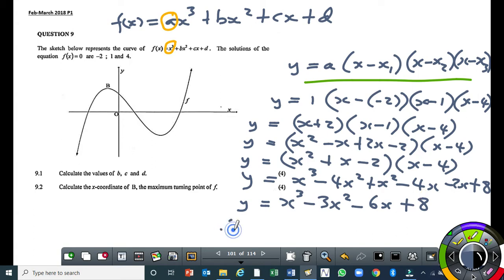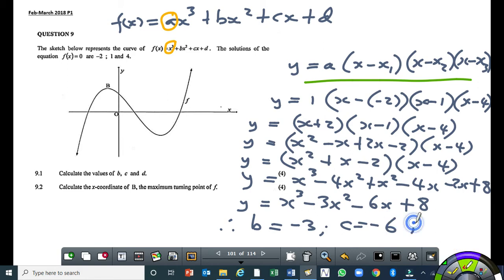Then you say, therefore, let's compare the coefficients now. The coefficient of this one here and the one that I just got. The coefficient of x cubed is 1 here, but we don't want the value of a. So our value of b is going to be equal to minus 3. The value of c is going to be minus 6. And the value of d is going to be positive 8. So these three will be the three values.